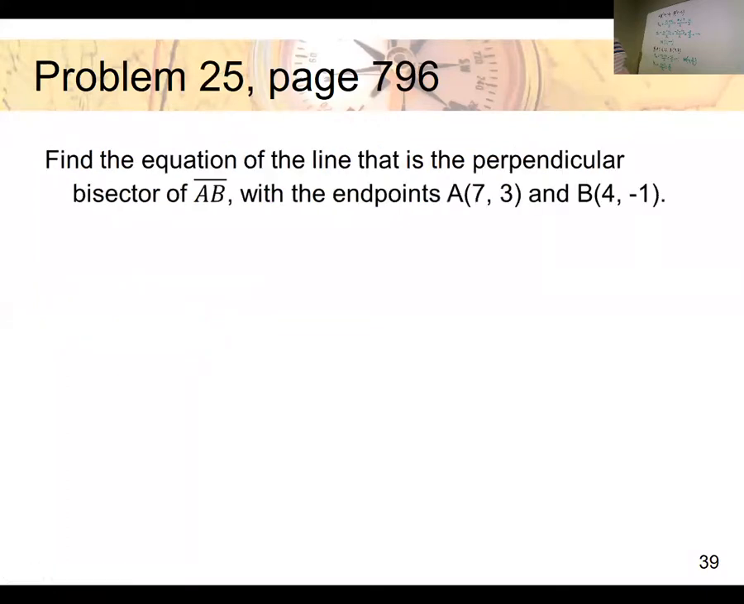Okay, here's the last problem that we'll do here. We'll end it with this. Find the equation of a line that is the perpendicular bisector of AB, with the endpoints 7, 3 for A, and B is 4, -1.